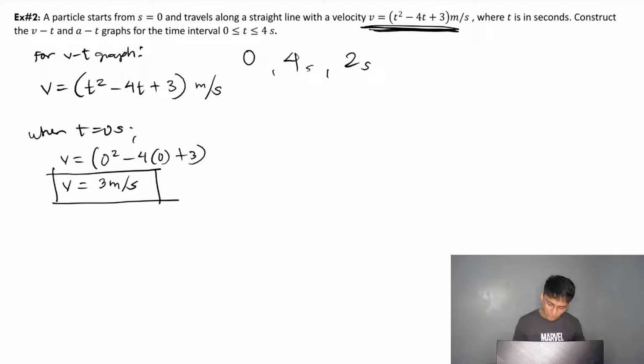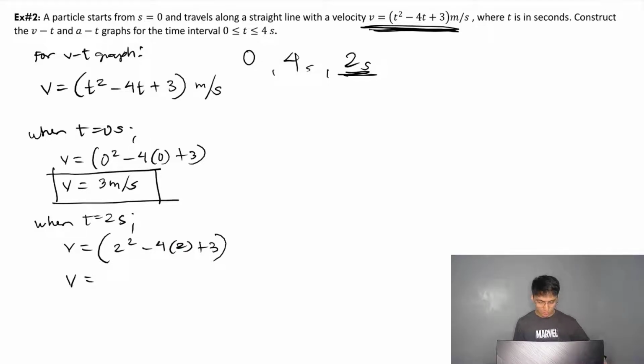And next, for the 2 seconds, ito muna unahin natin, mas maliit. When time is at 2 seconds, velocity is equal to 2 square minus 4 times 2 plus 3, which is equal to negative 1 meters per second. So that's our second point.